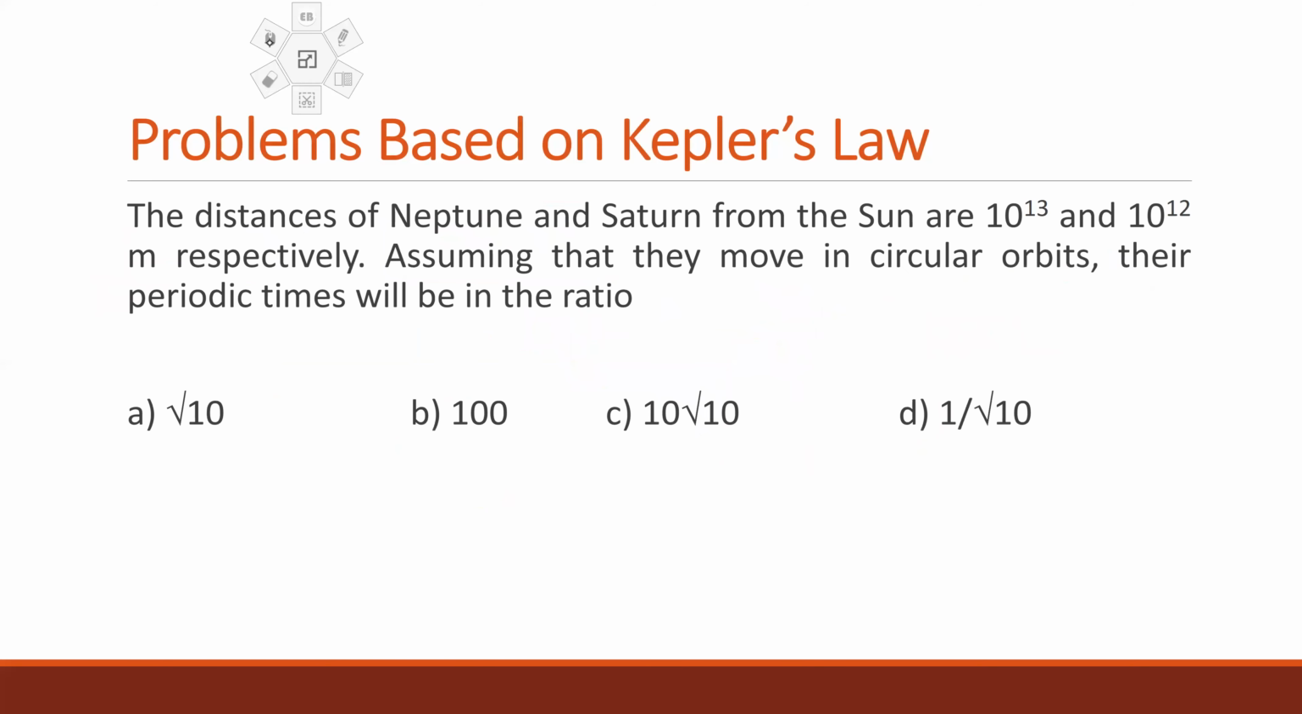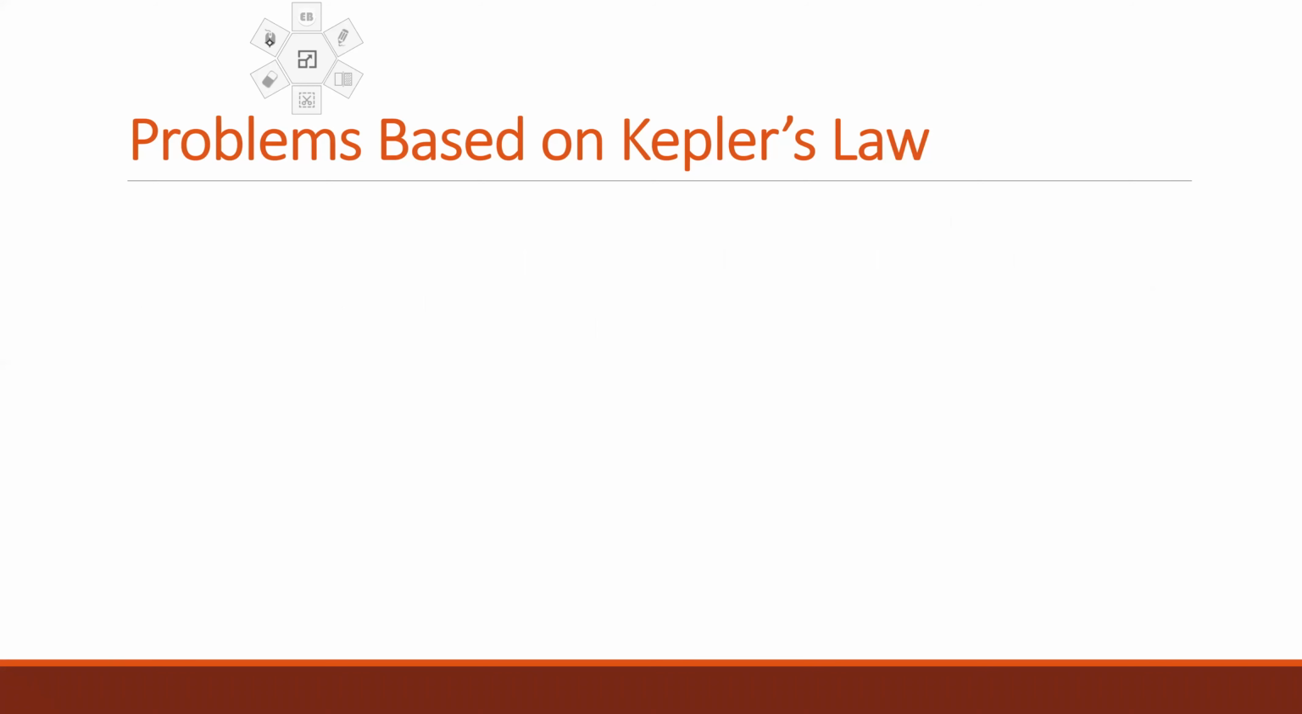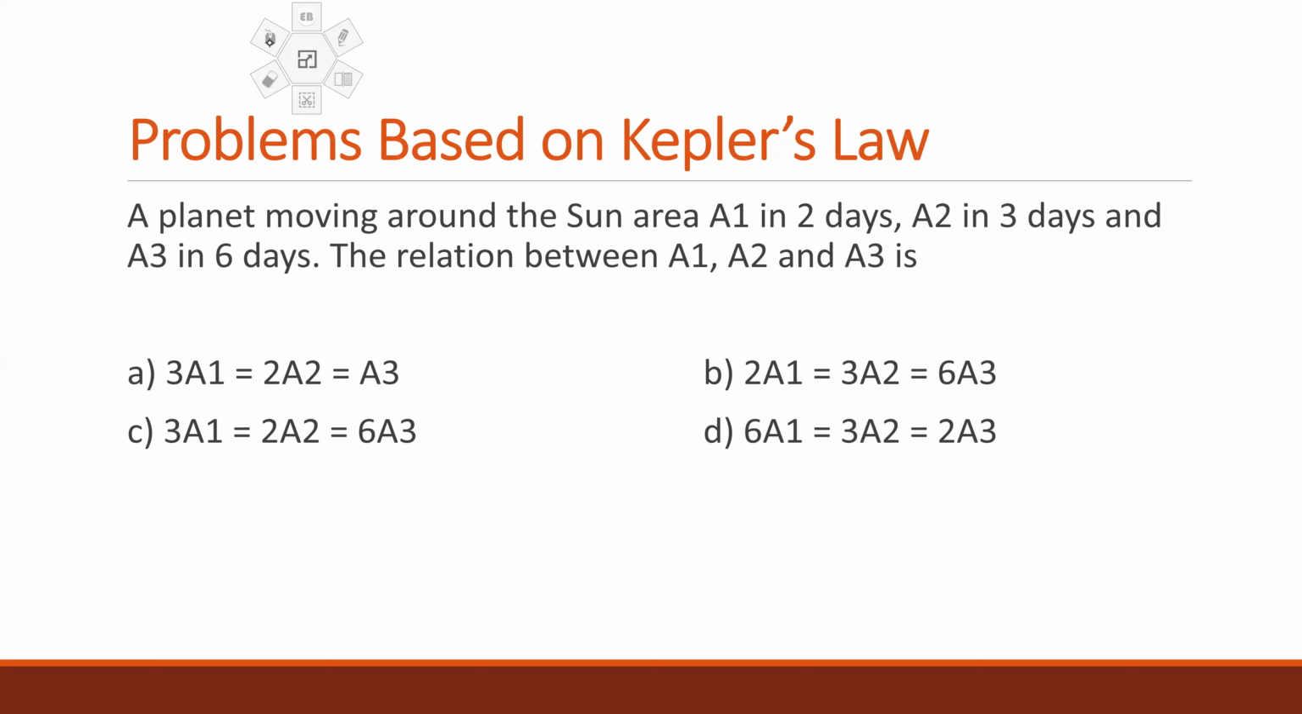Okay, read the problem first. The distances of Neptune and Saturn from the sun are the distances of Neptune and Saturn. One minute. There is one more question. Is there probably? Oh, okay.